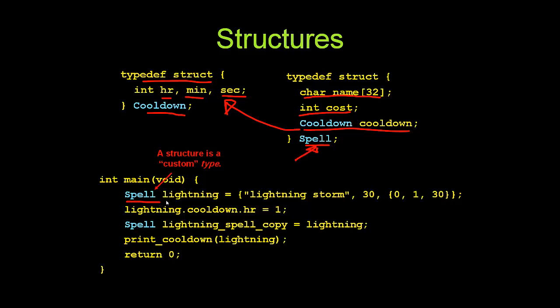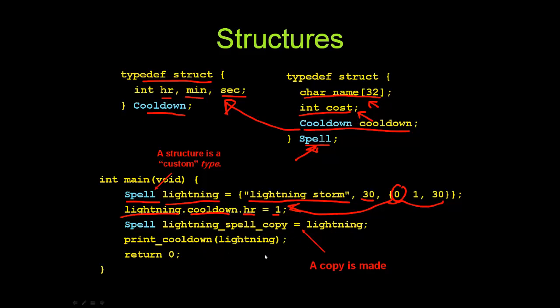Okay, and what we're doing is that we're saying that the spell lightning, this is the variable name, is lightning storm. This one goes into the name, right? 30 is the cost over here. And then this one goes into the cooldown, which has hour, minute, second. So it's 0, 1, and 30. Then what I did was that I set the lightning.cooldown.hour to 1. So originally it was 0, has become 1, right? Okay. And here I made a copy of the spell, okay, to this thing called lightning spell copy. But then we print cooldown lightning, okay, return 0.